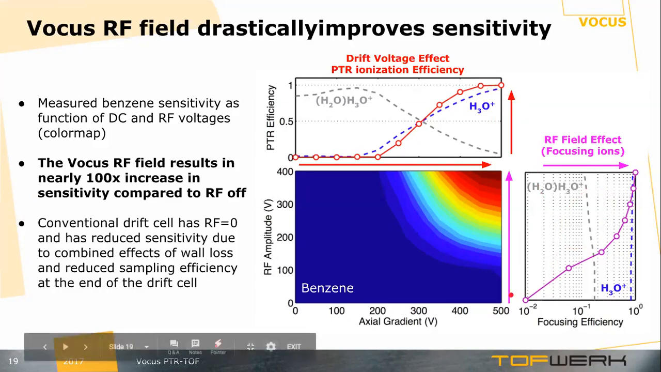Then if we look on the side panel here, going up along this magenta line is going across in this direction, and that's increasing the RF amplitude. So we're turning up the focusing voltage, and this makes a huge difference in the overall sensitivity of benzene. So on the order of 100 times. If you look on the lower right panel, here's the RF off, and this is increasing the RF voltage, and as you go up, you get, in this case, unit efficiency relative to the maximum. So it's 2 orders of magnitude better sampling efficiency at the end of the reactor, and that's directly related to sensitivity improvement.